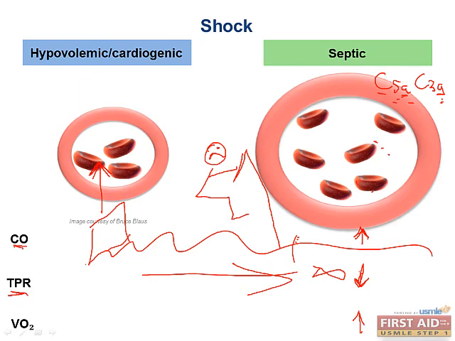For hypovolemic and cardiogenic shock, cardiac output was decreased, TPR was increased, VO2 was decreased. And for septic, CO was increased, TPR decreased, VO2 increased. So there you have it. There's the comparison, and that's what's going to be asked on your multiple choice USMLE exams.